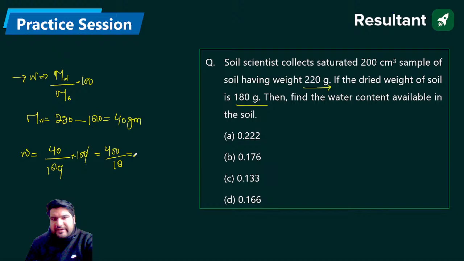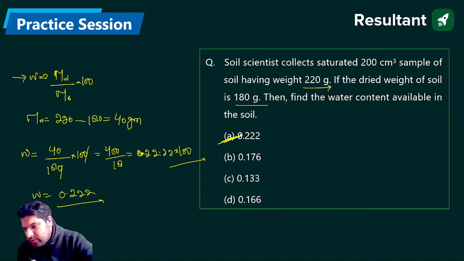400 by 18. I think it will be around 0.222. It will be 22.22%. If we are not putting the value in percentage, we are directly noting water content as 0.222, and the answer will be that.